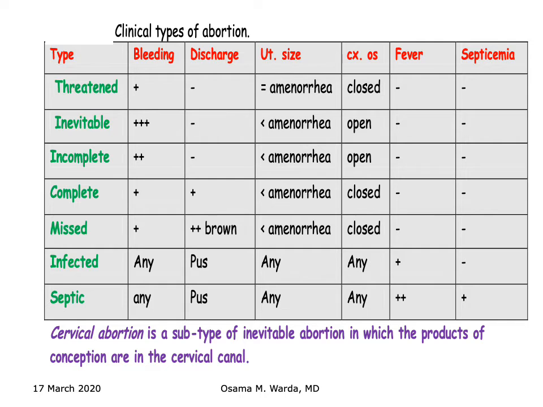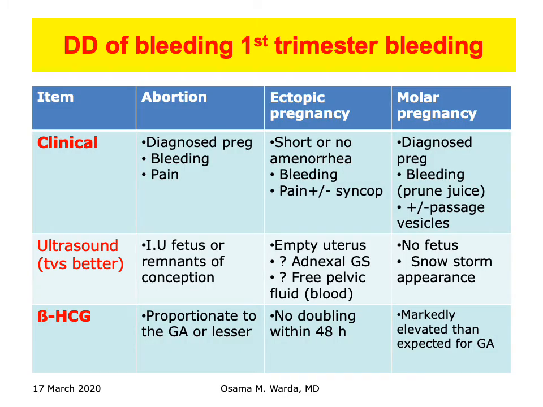Complete abortion, minimal bleeding, with discharge, the uterus is smaller than the period of amenorrhea and the cervix is closing. Missed abortion, brownish discharge with no evidence of any frank blood, and the uterus is less than the period of amenorrhea with closed cervix. Infected, any type of the above mentioned types, with pus extruding through the cervix, and with fever, septic abortion with septicemia. What is the differential diagnosis of first trimester bleeding?